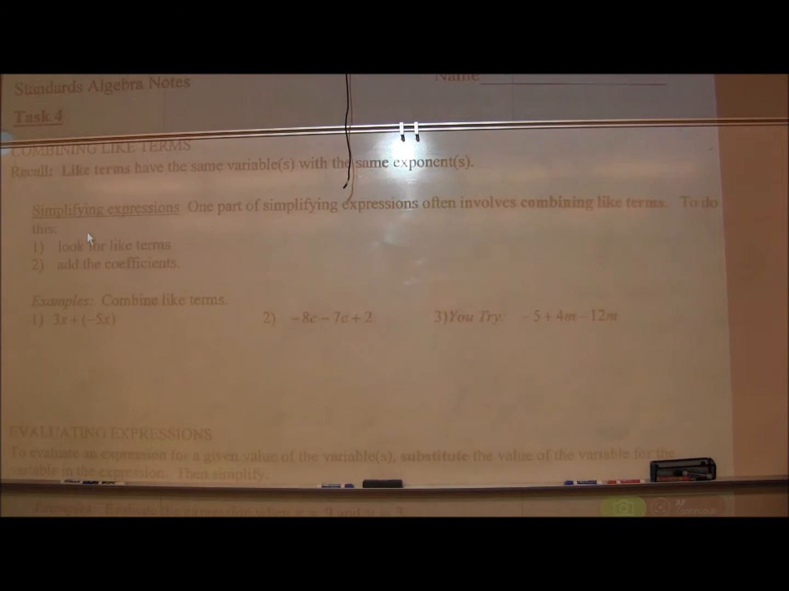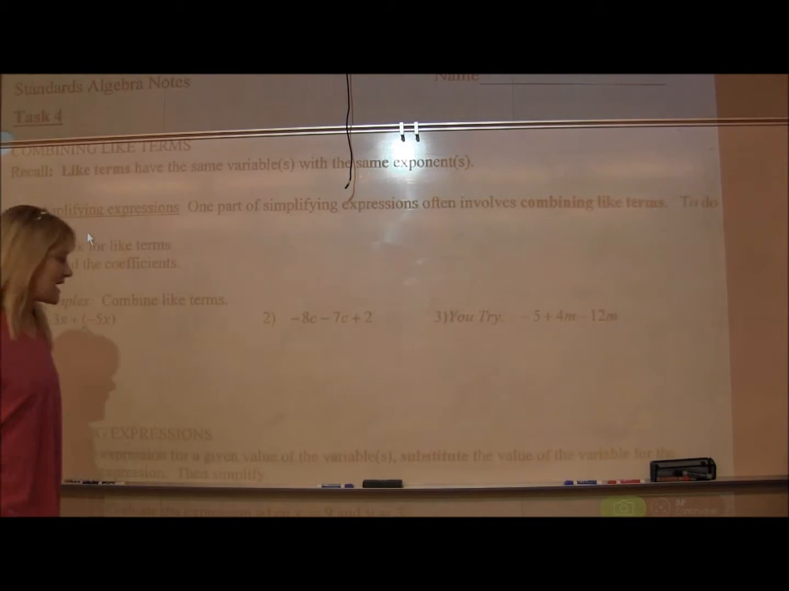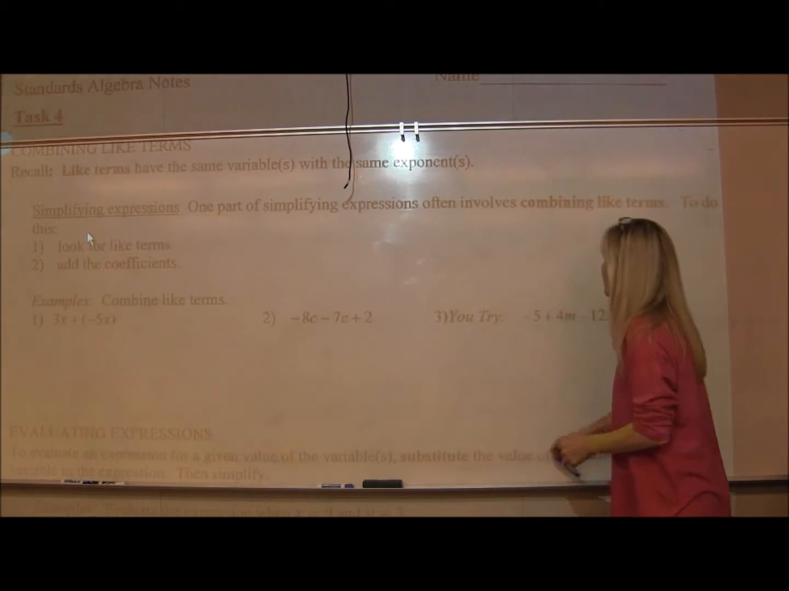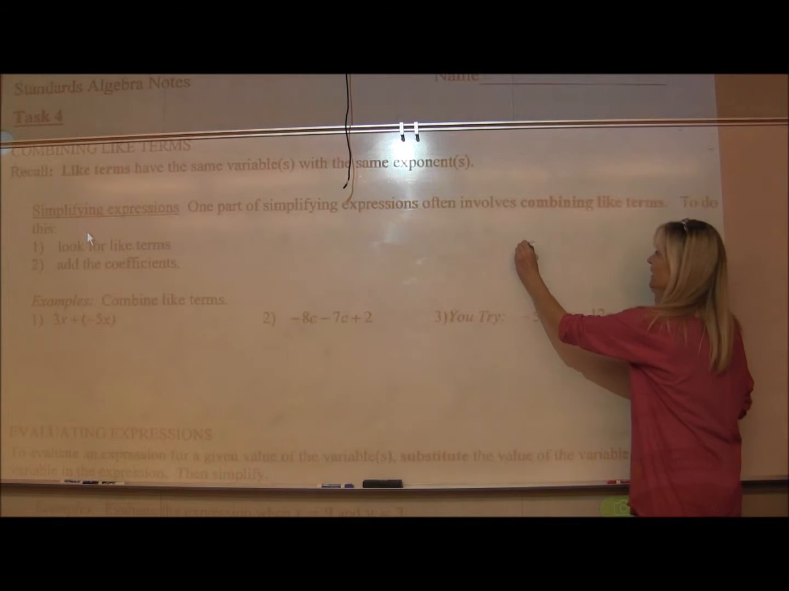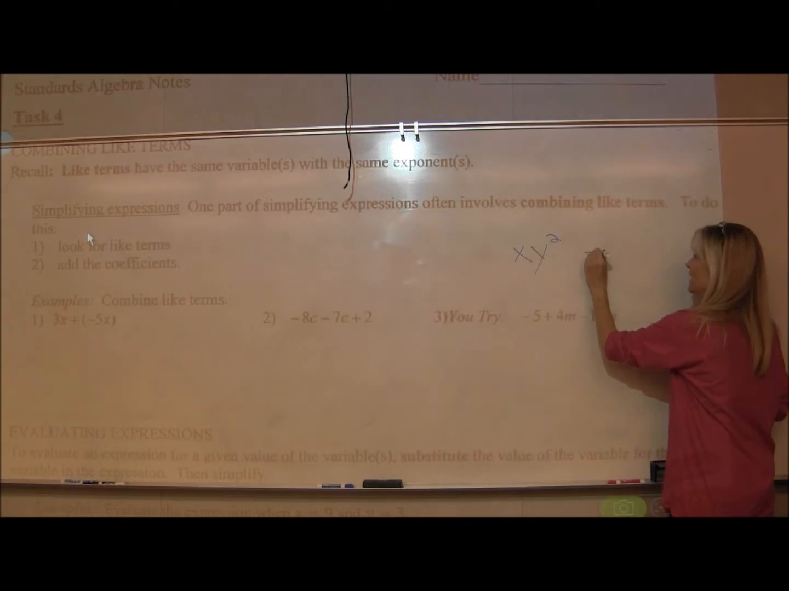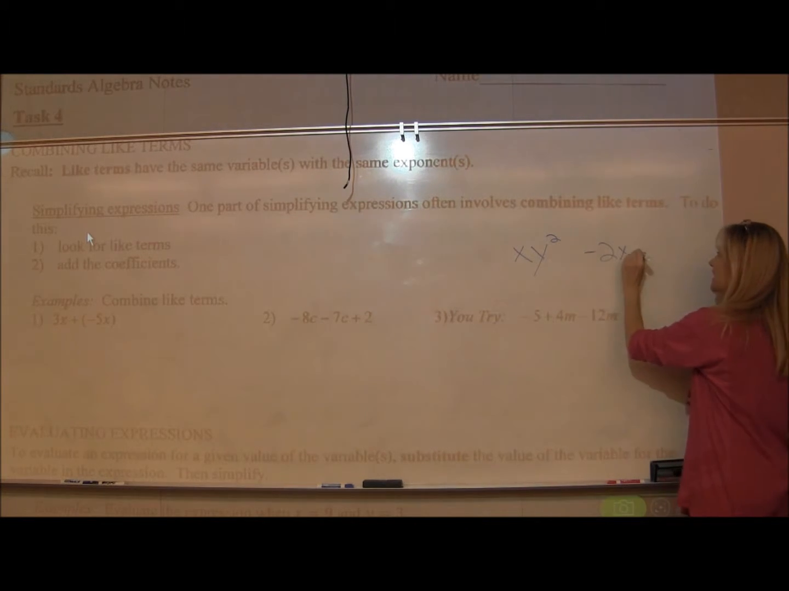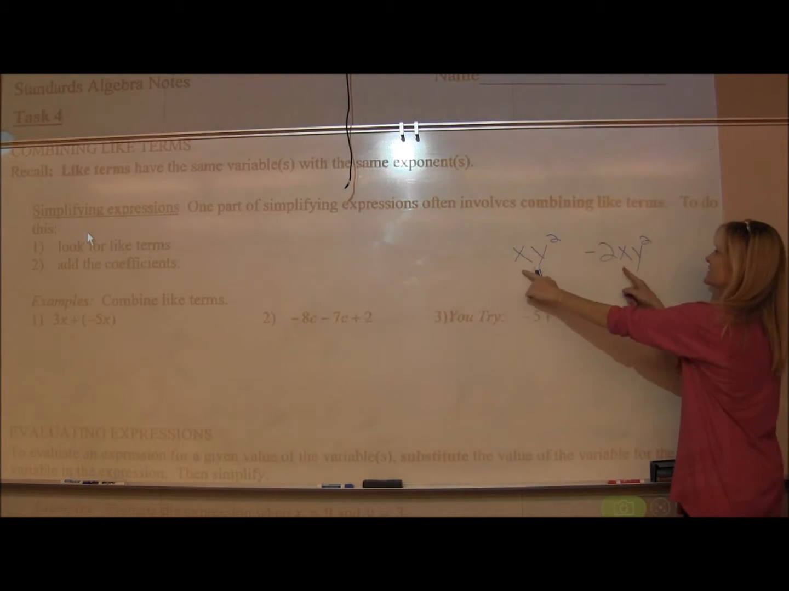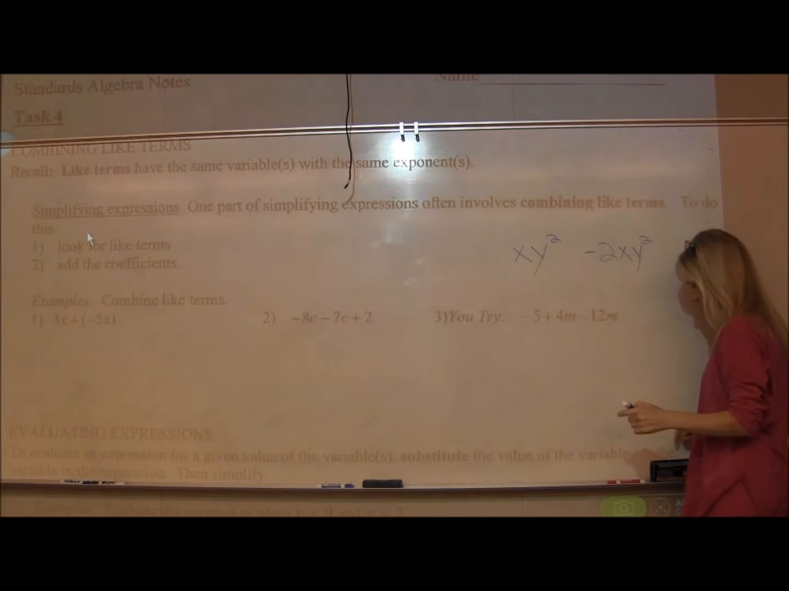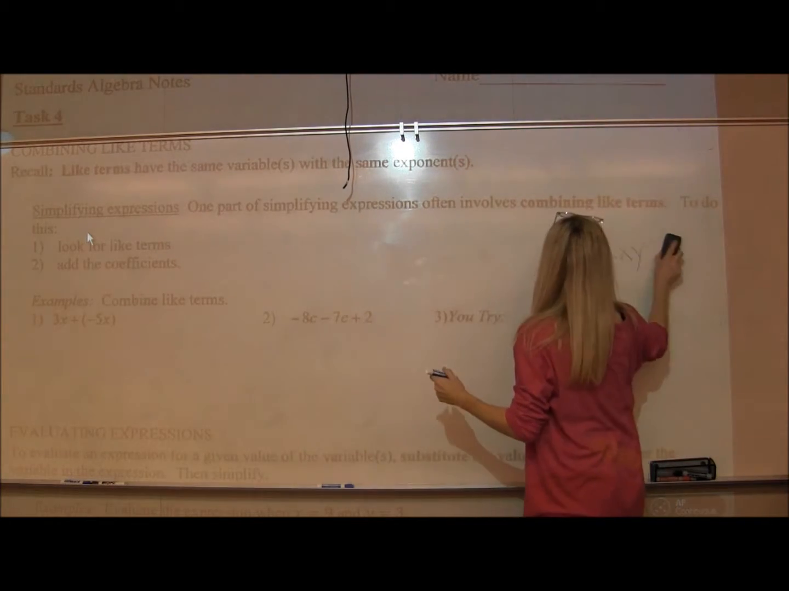Last week we looked at like terms, what that meant, and just really quickly, like terms are terms that have the same variables with the same exponent. So I might have xy squared and negative 2xy squared. Same variables, same exponents for those variables. All right.